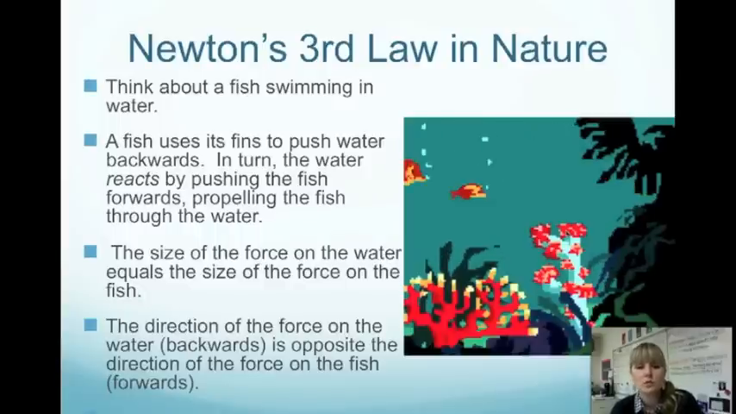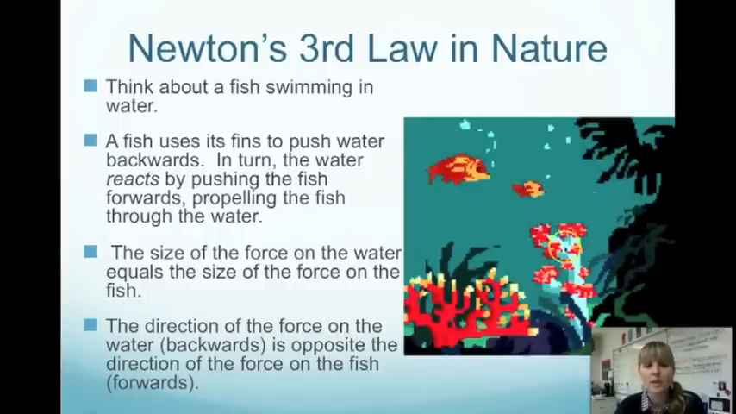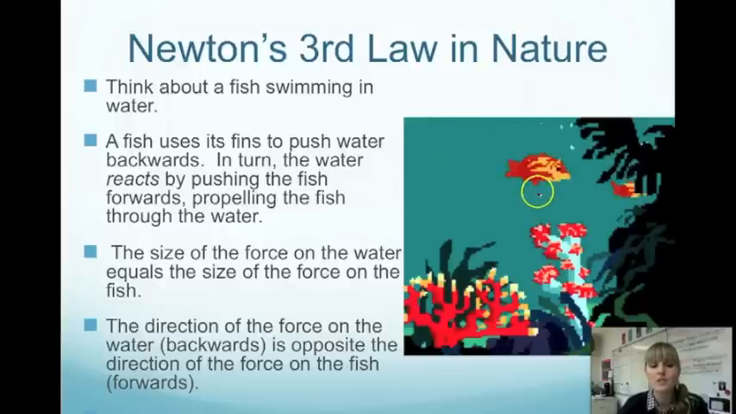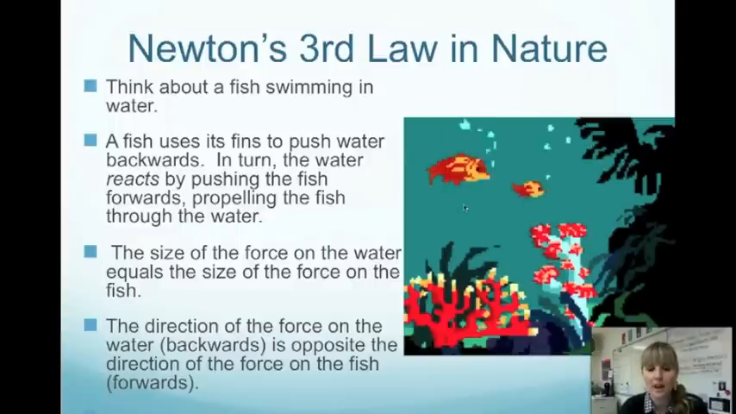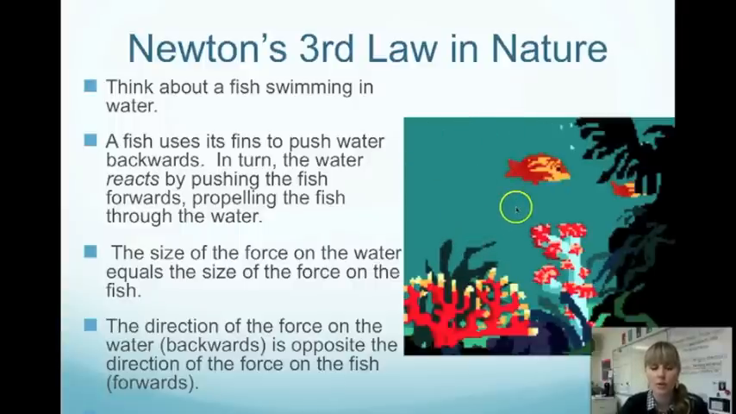We can also see Newton's third law in nature. So here we have some fish swimming in water. As the fish uses its fins to push the water backwards, the water then reacts by pushing the fish forward. This propels the fish through the water.